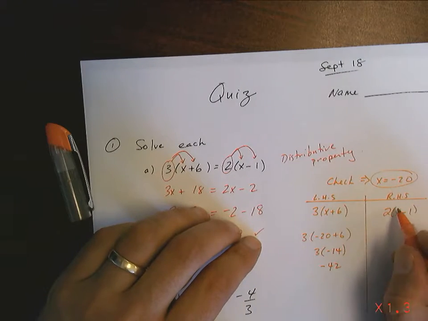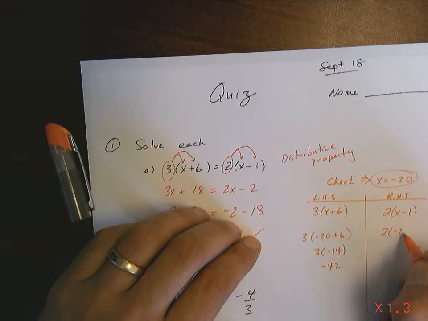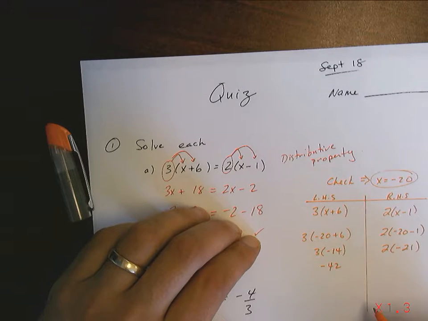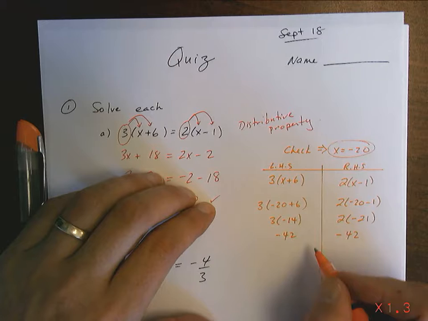Now, if I take negative 20 and plug it in here, I come up with 2 times negative 21, and negative 21 times 2 is negative 42. Notice these two answers are equal to each other.